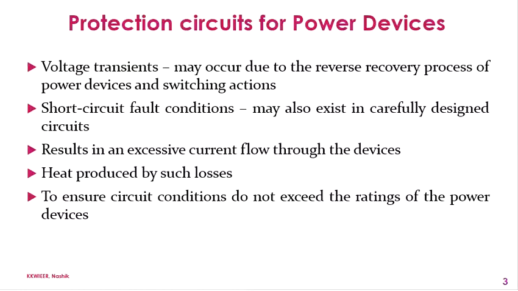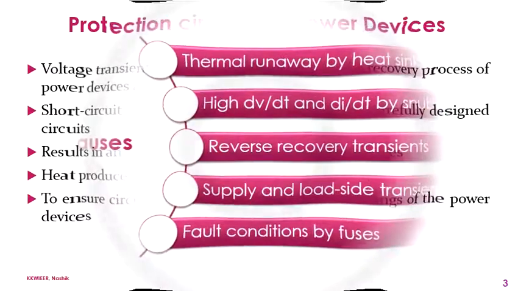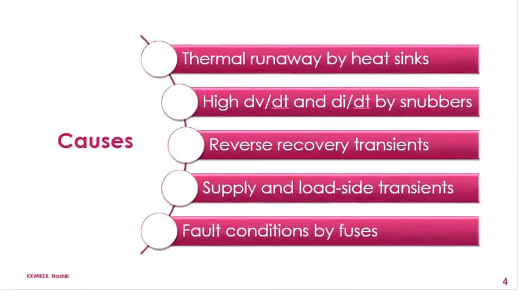For this, it is necessary to ensure the circuit conditions do not exceed the rating of the power devices. In practice, power devices are protected from thermal runaway by heat sinks, high dV by dt and di by dt by snubber circuits, and reverse recovery transients, supply and load side transients, and fault conditions by fuses.